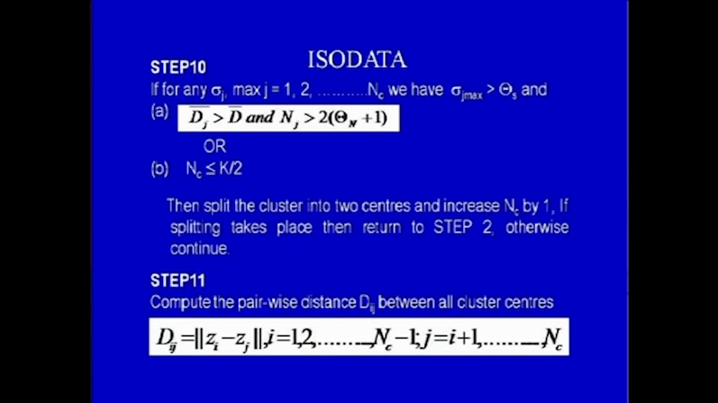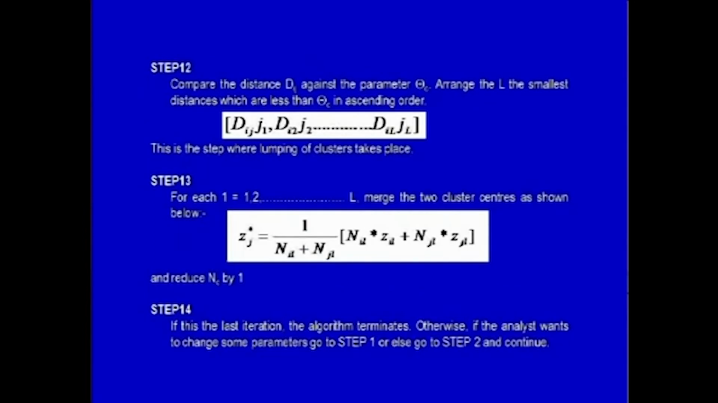The next step is step number 11. In this, we first of all find out the pairwise distance between all the cluster centers. Then in the next step, compare the distance d j against the parameter theta c. Arrange all the smallest distances which are less than theta c in ascending order. This is the step where lumping of clusters takes place.